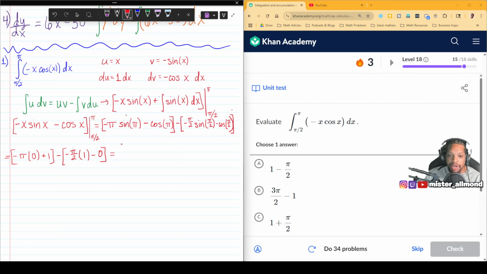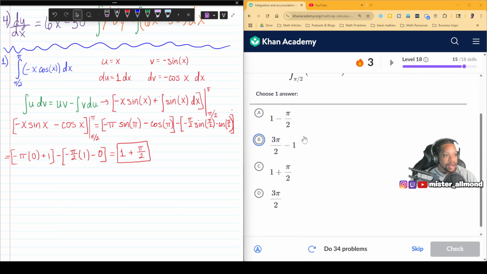So my first bracket should just come out to a 1. And then I'm subtracting negative pi over 2. So I'm really adding pi over 2. I'm just doing it like this. This is just 1 plus pi over 2. The good news is that is an answer choice. That is good to see. So let's see. I'm getting 1 plus pi over 2, which is C.